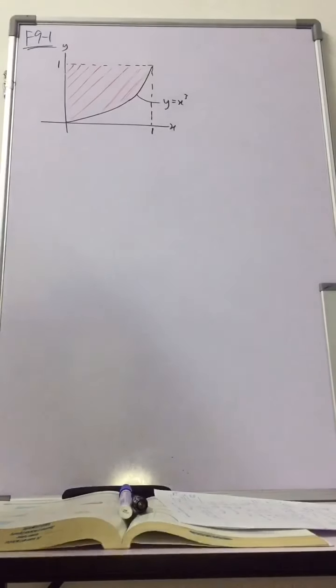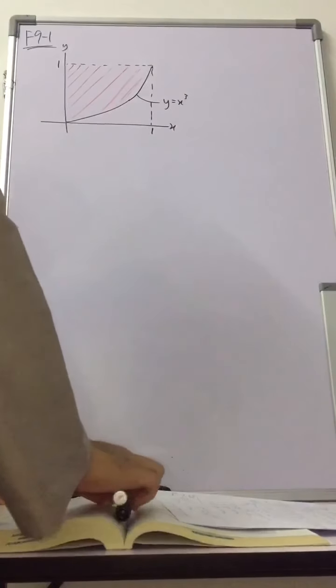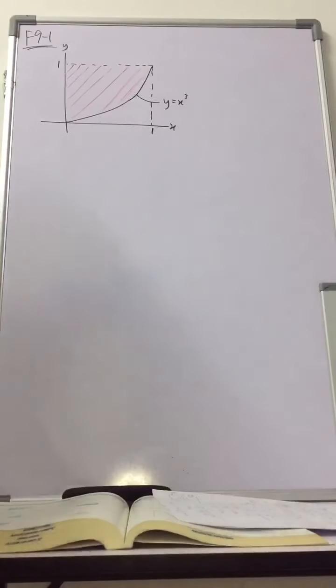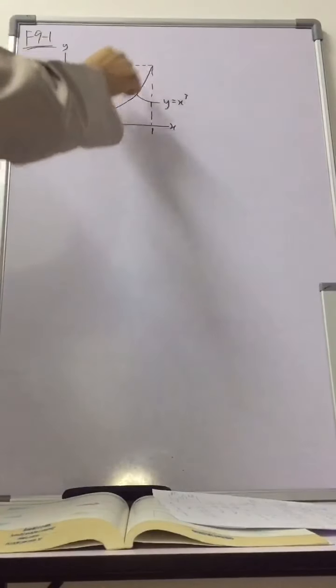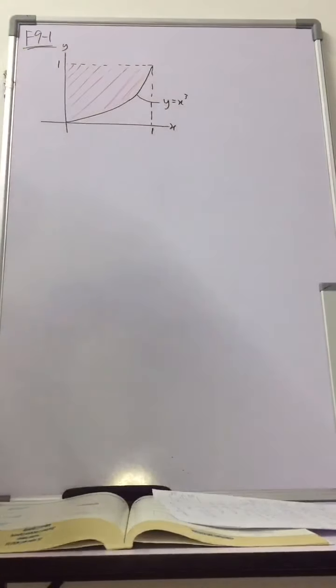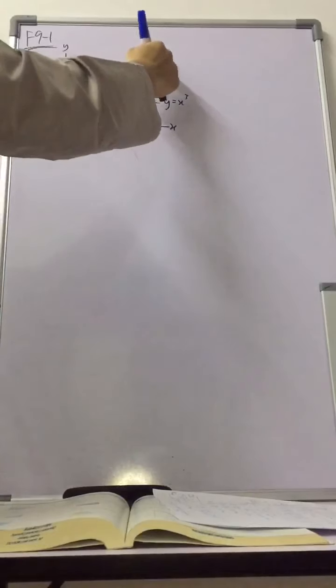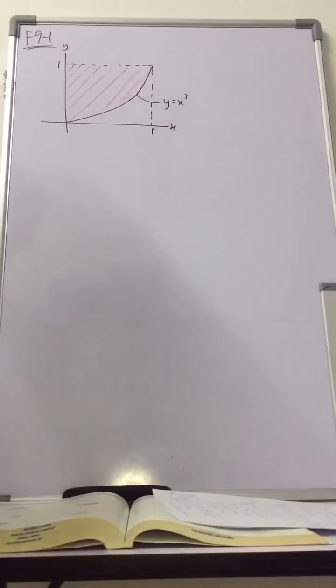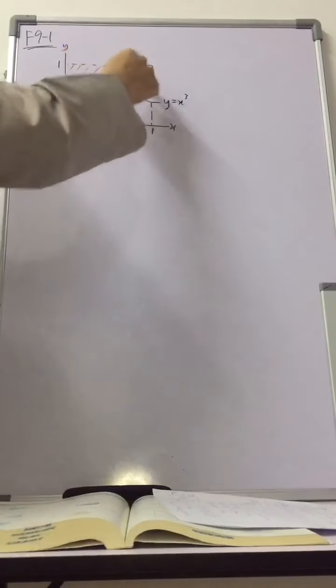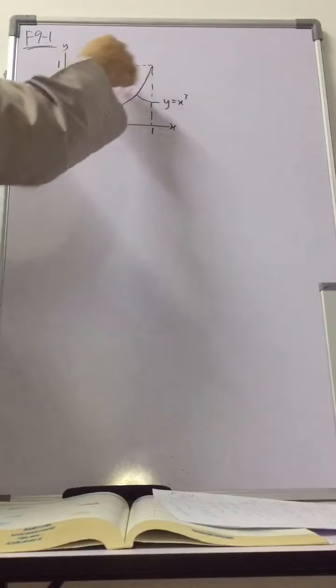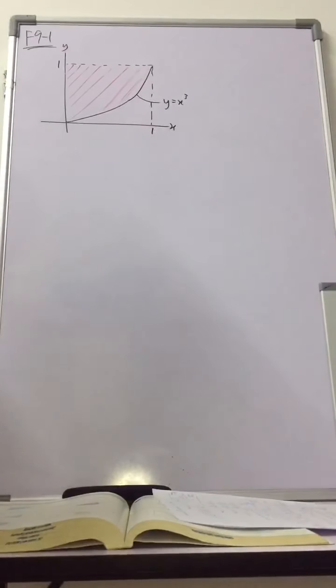Okay, now we go to fundamental problem F91. Here we have this boundary curve, y equals x cubed, and the point here is (1, 1). The question asks to find the centroid, x bar, y bar, of this shaded area.